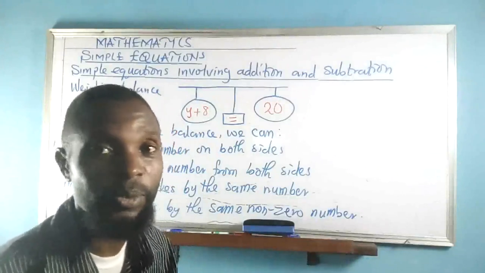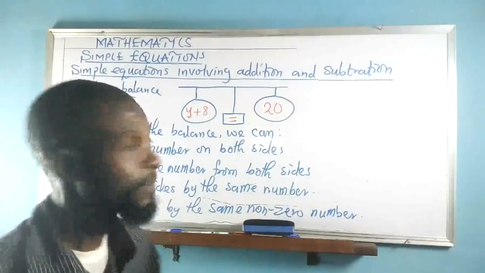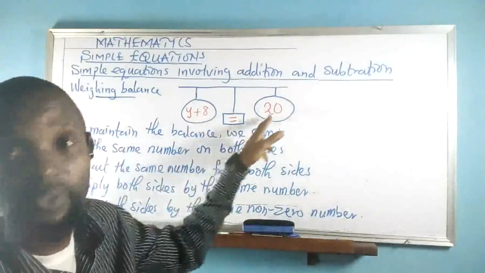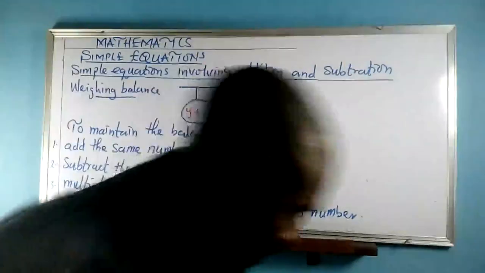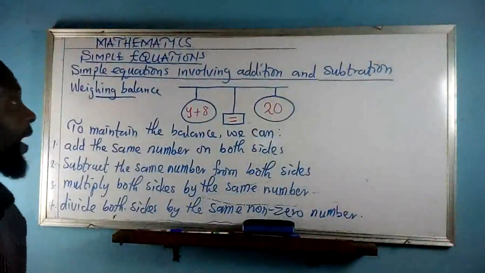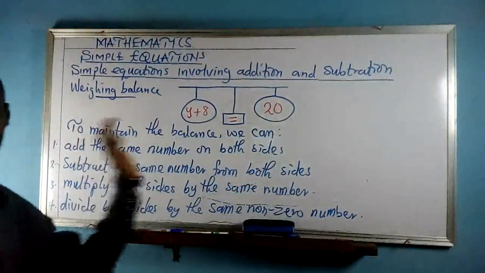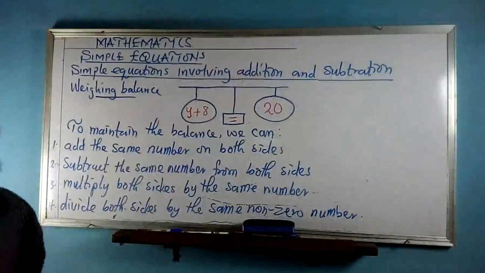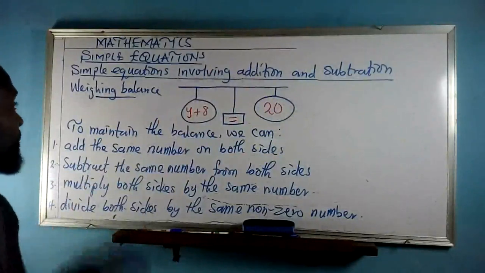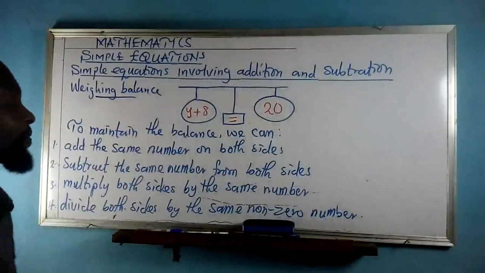Today we are going to simple equation. When we're talking of simple equation, you have just what I'm having here: y plus 8 equals 20. So let's look at this little example on the board here. I just want to use this analysis to explain how to solve simple equation. Actually, it's a broad one, but today we are going to the addition and subtraction aspect of it. In our subsequent class, we're going to multiplication and division. So, how do we solve a simple equation?